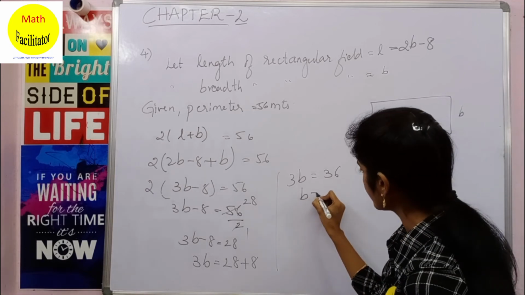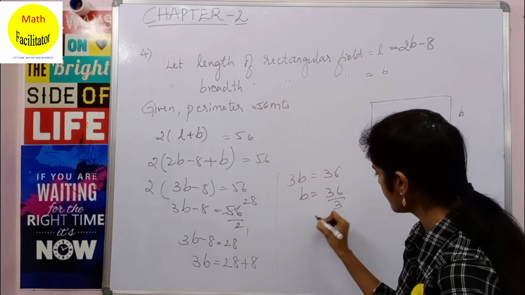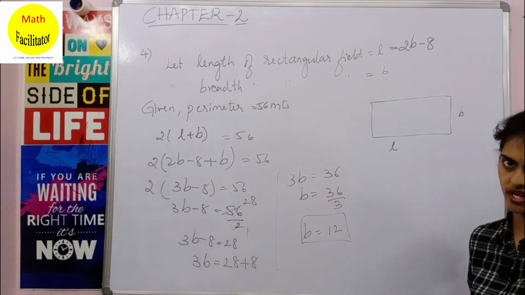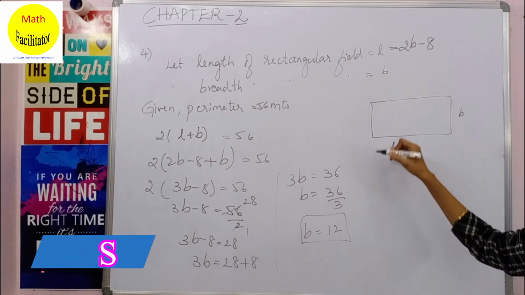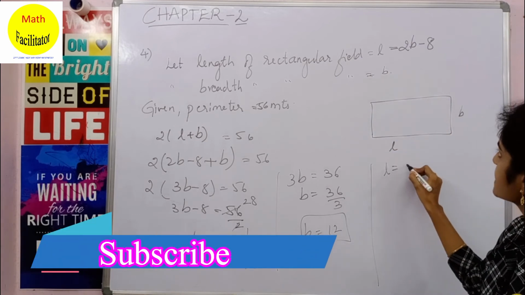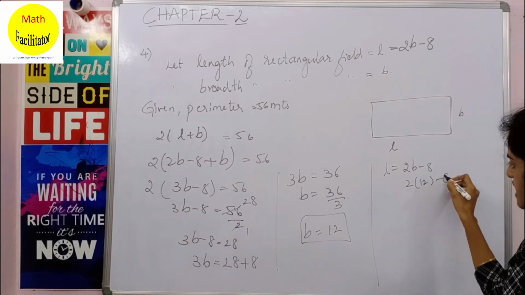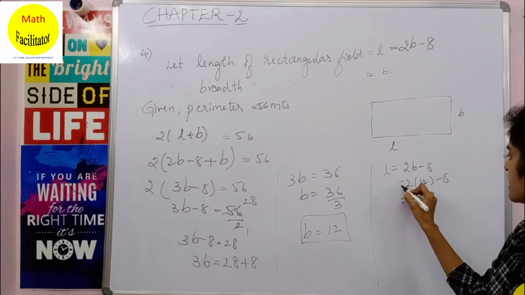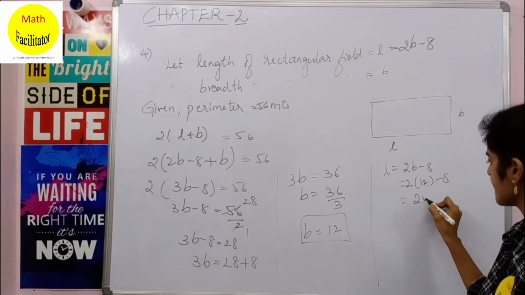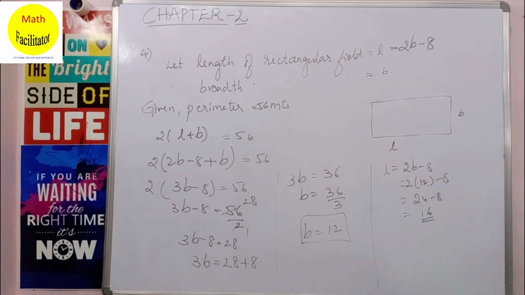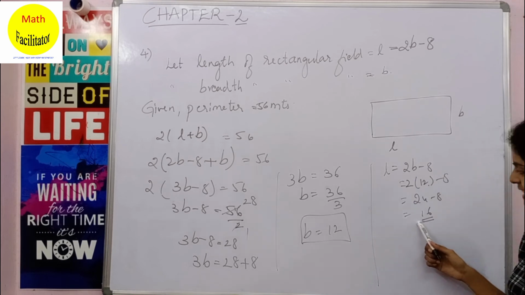Okay, so b is 36 divided by 3, so b is 12. Since 3 12s are 36, b is 12. Okay, so you got this value. Now b is 12. What is L? L is nothing but 2b minus 8. So it is 2 into 12 minus 8. B is 12, you got it. So it is 24 minus 8. Okay, so it is nothing but 16. Clear? So breadth is 12 and length is 16.